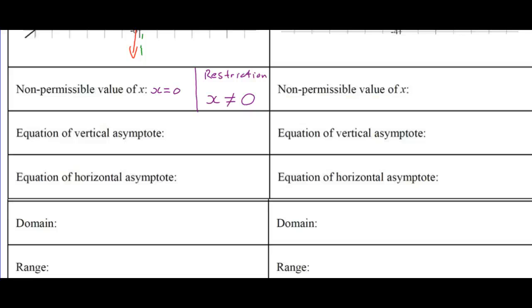What's the equation of the vertical asymptote? X equals 0. I'm going to say non-permissible value. That ends up being the equation of the asymptote. What's the equation of the horizontal asymptote? Y equals 0. What's the domain?